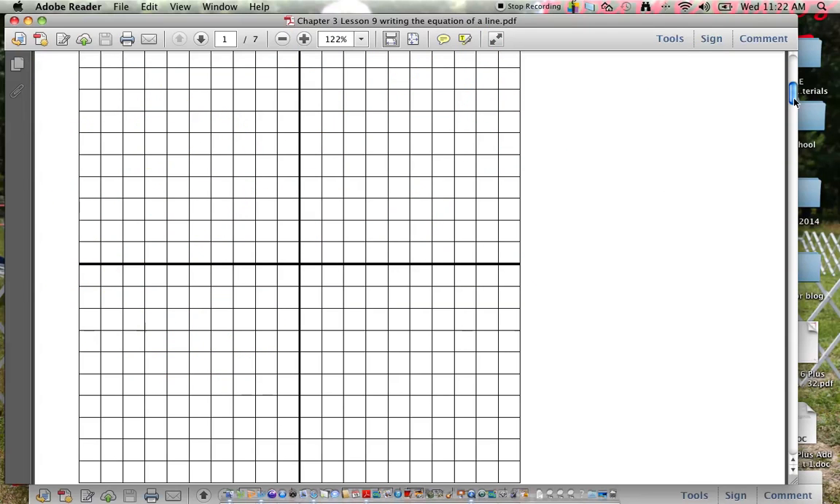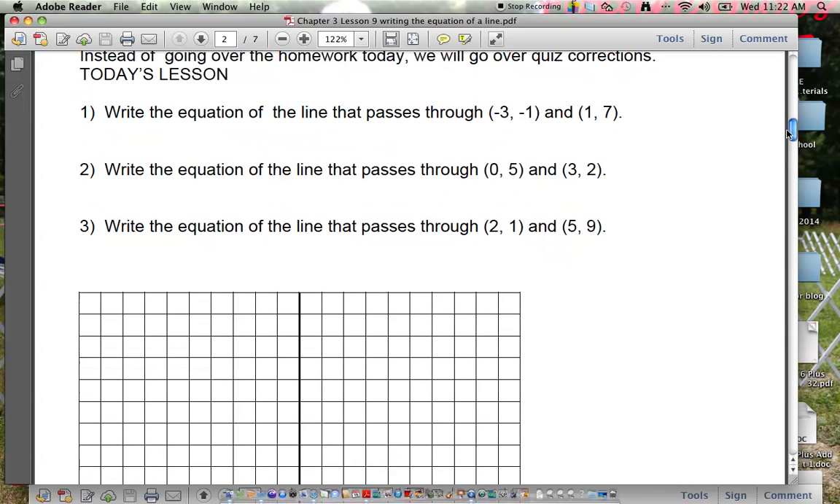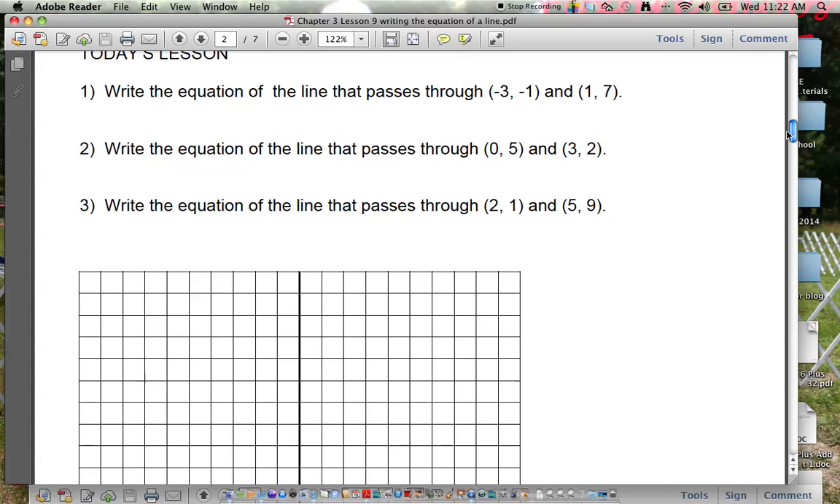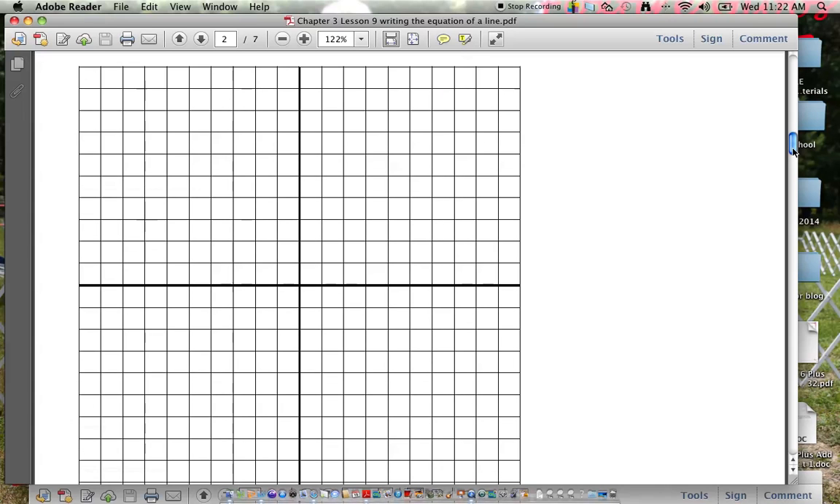If we go a little bit further into the sheet here, it says, write the equation of the line that passes through the points (-3, -1) and (1, 7). So I would like you to use either the graph paper or the analytic approach and do just that one, the equation of that line. And what were those coordinates? (-3, -1), and what? (1, 7). Okay, good. Get that going. I'll go over it with you in a minute or so.